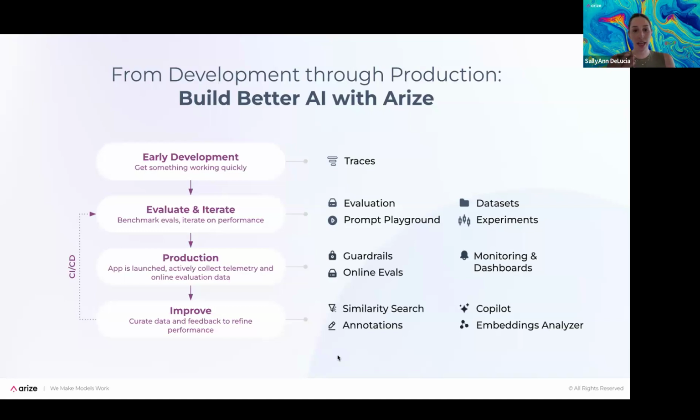Once in production, these last three steps are obviously really helpful. So there are tools like guardrails, online evals, monitors and dashboards, as well as tools to help you improve, like Copilot, our embedding analyzer, similarity search, and annotations. These are just some of the tools associated with some of the steps in the pipeline that we find them to be helpful at. But of course, it's not limited to these. I myself, as a developer for Copilot, find myself using all of these tools at various stages of our development and production life cycle.